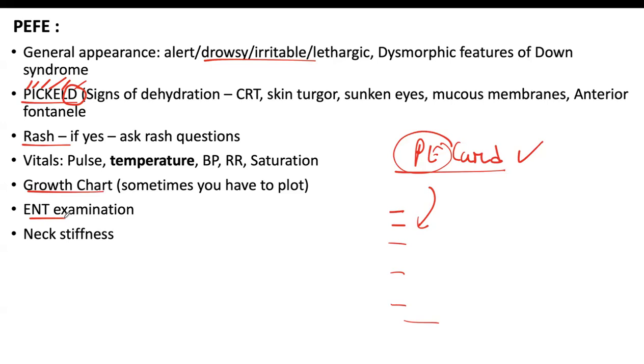I would start with an ear, nose, and throat examination. In the ear, I would like to check the tympanic membrane for any sign of infection. In the nose, any nasal mucosal changes, any nasal discharge. In the throat, any sign of tonsillar hypertrophy or exudates. I would also like to check for any neck stiffness to rule out meningitis. The examiner says there is no neck stiffness.